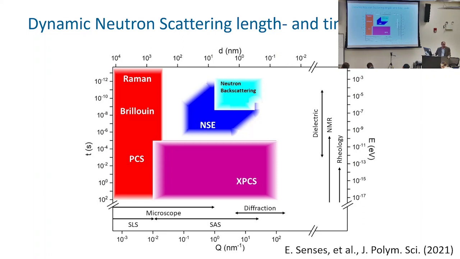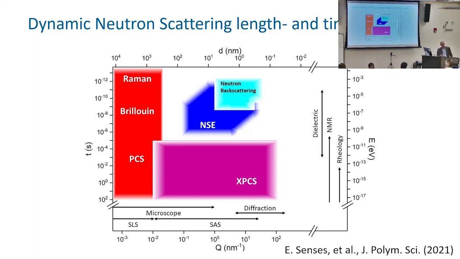That's still a range of dynamics where neutron scattering techniques, spin echo and backscattering, that you will hear about on the last day, are basically the unique range. So that's why we invest lots of money in neutron spin echo, and that's why you are here.